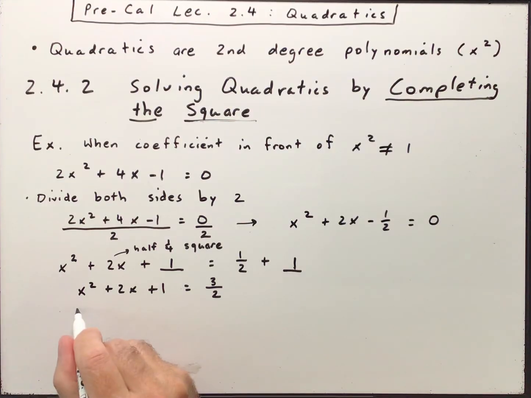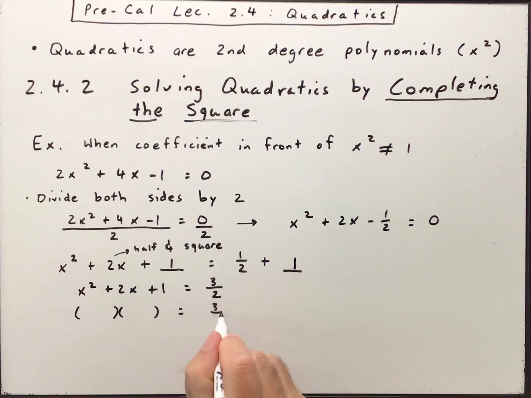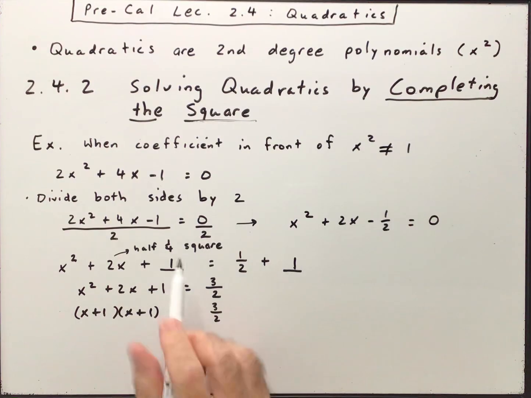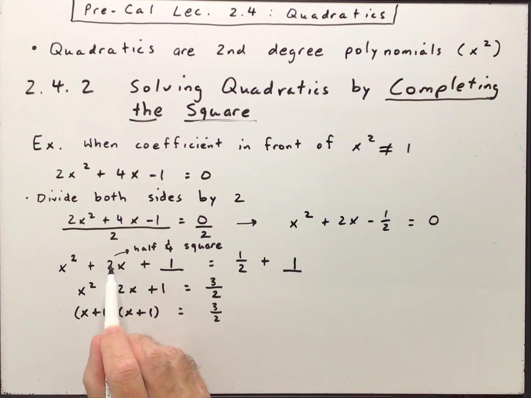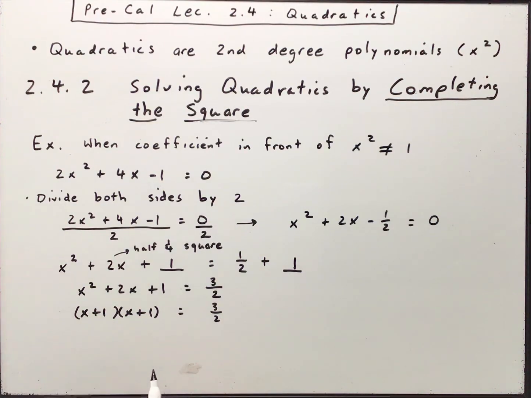So now this will factor into x plus 1 times x plus 1, right? It's that number there, the half of this number, which is 1. And you can test that. X squared plus 1x plus 1x is 2x, plus 1 times 1 is 1. So that's x plus 1 all squared is equal to 3/2.